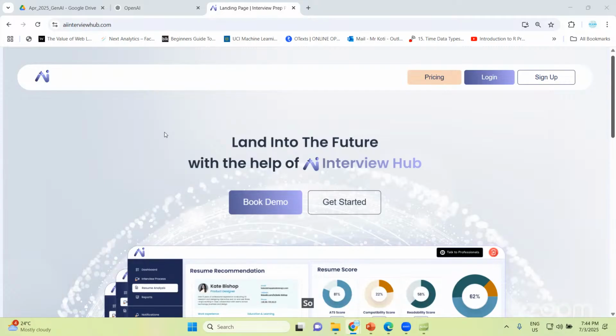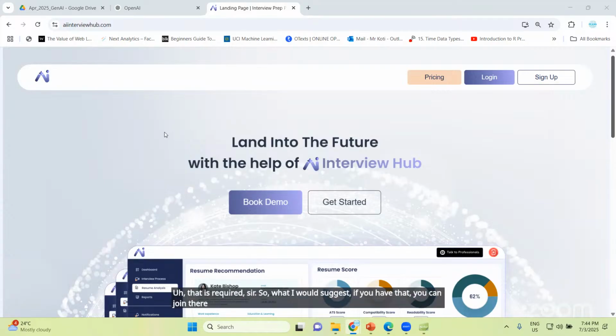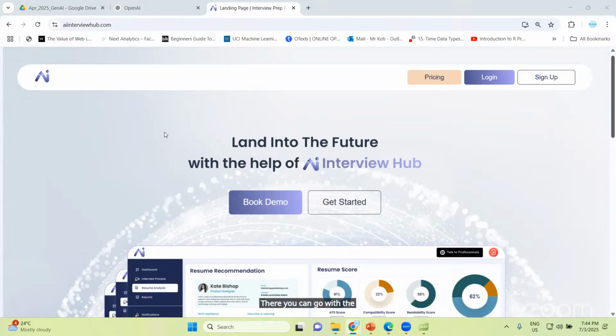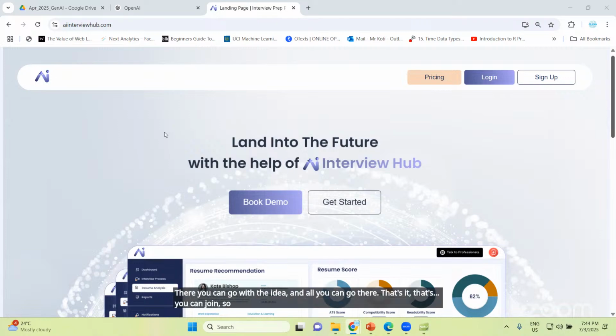See, you need pandas and all, and that is required, sir. Okay. So what I would suggest is, if you have that, you can join there. You can go here also. You can start with the SQL and all. There you can go with the EDA and all. That's it. You can join, to save some time.